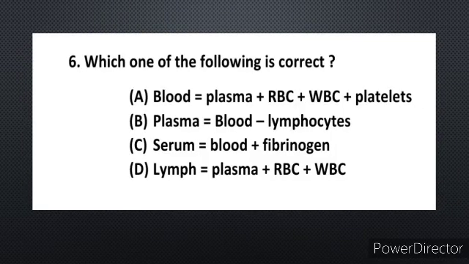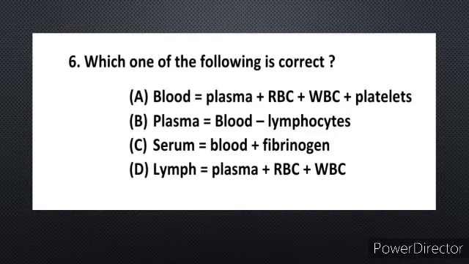Your sixth question. Which one of the following is correct? The option is number 1. Your blood contains plasma, RBC, WBC and platelets. So the answer is the first option. In your blood, 55% is plasma and 45% is blood cells. What are the blood cells? Red blood cells, white blood cells and platelets. So RBC, WBC and platelets constitute 45% of your blood and plasma constitutes 55%.